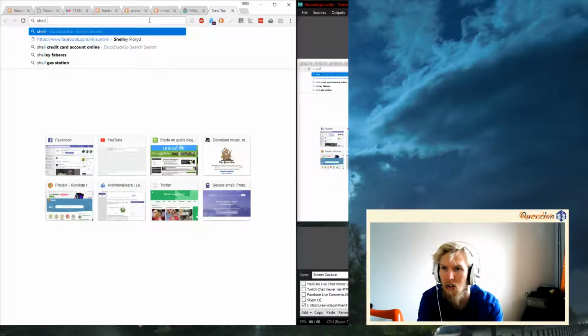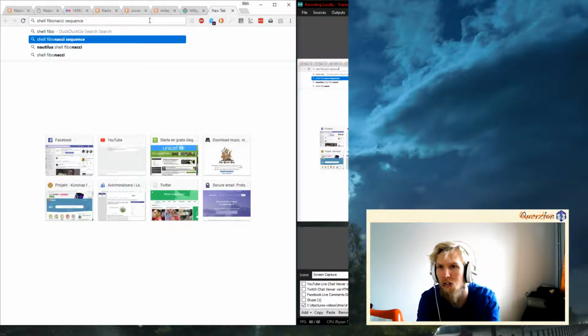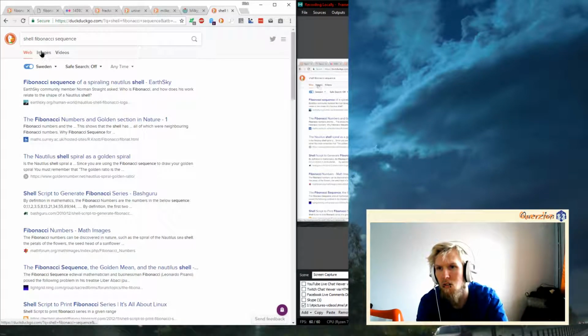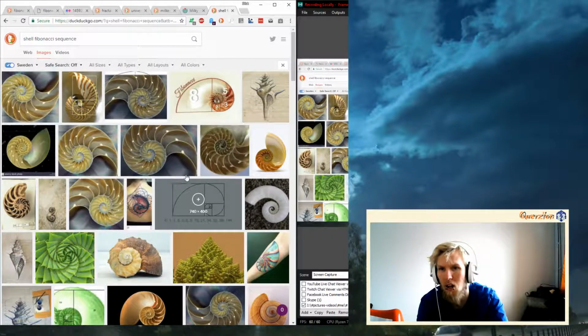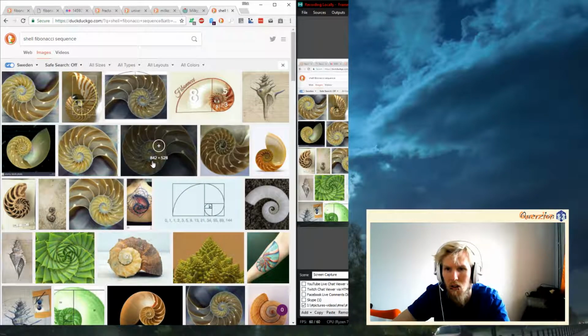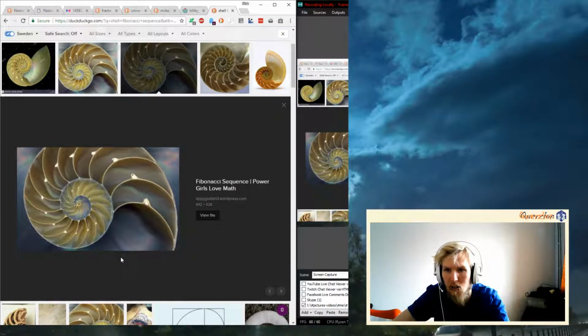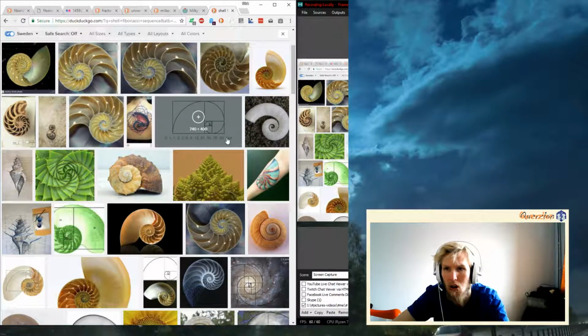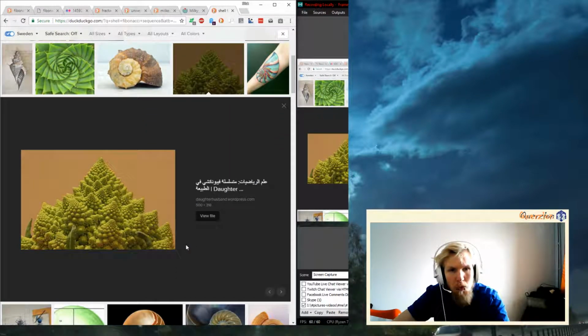Shells, Fibonacci sequence. Oh, let's see. Here, you have a shell. That's the Fibonacci. Can you see it? Isn't it beautiful? It's really beautiful. And it's simple too. It's just adding the last number onto the next. Or it's an equation, an endless equation.